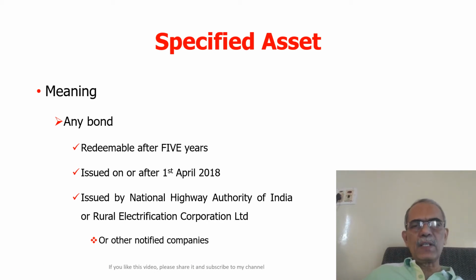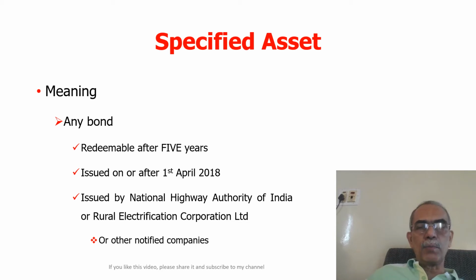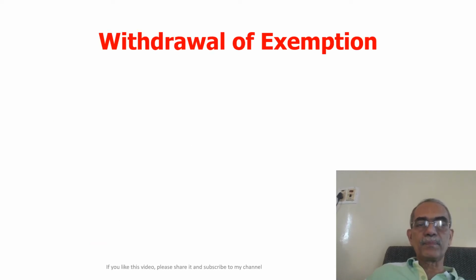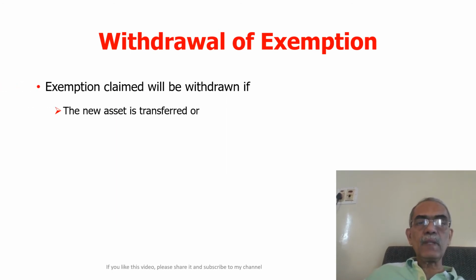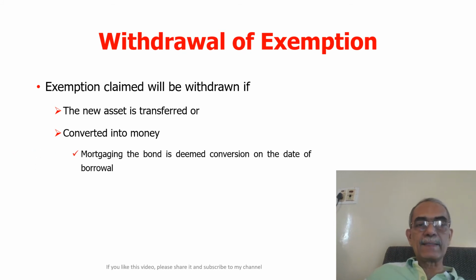Now, the significance of the term 1st April 2018 is that prior to that, the maturity period of this asset used to be 3 years. Now, this has been enhanced to 5 years. Under certain circumstances, the benefit of this section, if it is availed of, can be withdrawn. That is, if the new asset, that is the bond, is transferred or converted into money. Now, what is the meaning of this term, converted into money? Earlier I said the maturity period of the bond is 5 years. Suppose I encash the bond before 5 years, that is conversion of the bond into money. So the exemption would be withdrawn in that case.